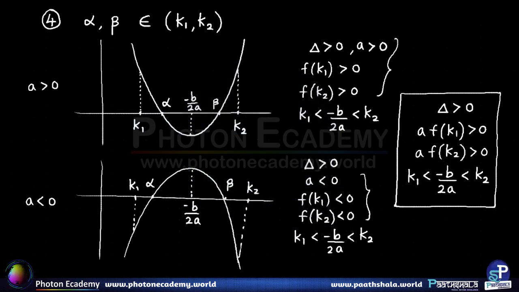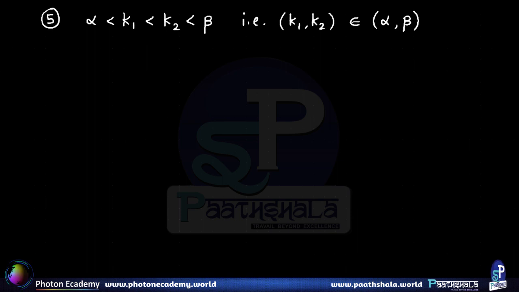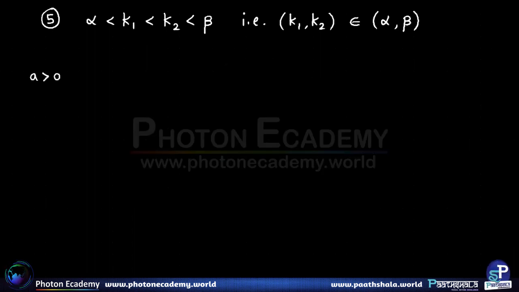Now moving on. Now here we have exactly the opposite of the previous case. Now here we want some specified interval k1 to k2 to lie between the interval alpha to beta. So in other words, the two numbers k1 and k2 should lie between the numbers or the roots alpha and beta. Alright, so here also let us start with considering the two possibilities.